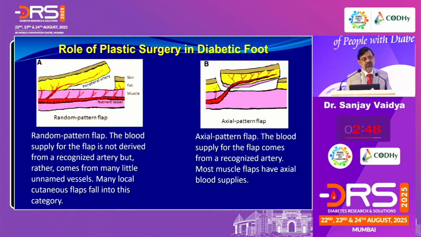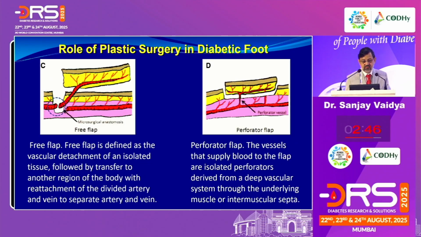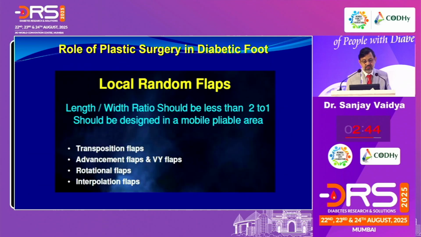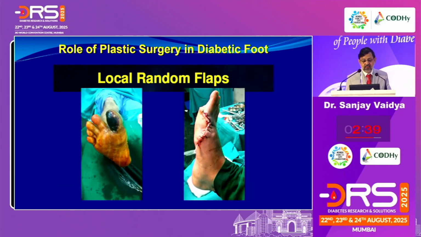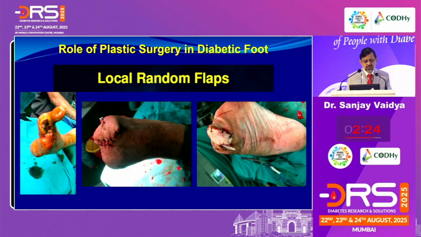Coming to different types of flap, we have random pattern flaps, axial pattern flaps, free flaps and perforator flaps. Now, local random pattern flaps, I'll just show you a few quickly. This is where on the table you decide and try to rotate and close the defect so that we don't have an open wound at the end of the procedure, and that will depend on the type of necrotic and viable tissue which is available to us.